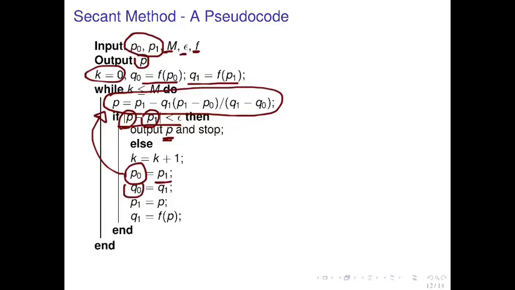We're replacing the function value of p sub 0 with the function value at the new p sub 1. And p sub 1 now becomes the updated p, and q sub 1 becomes the function value of the updated p. Once the change of variables is defined appropriately, and we go through this calculation one more time, everything makes sense. You basically repeat this process until the convergence criteria is met.